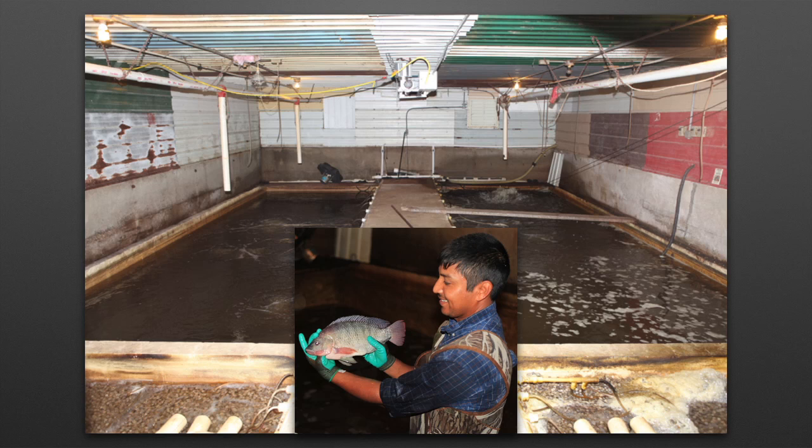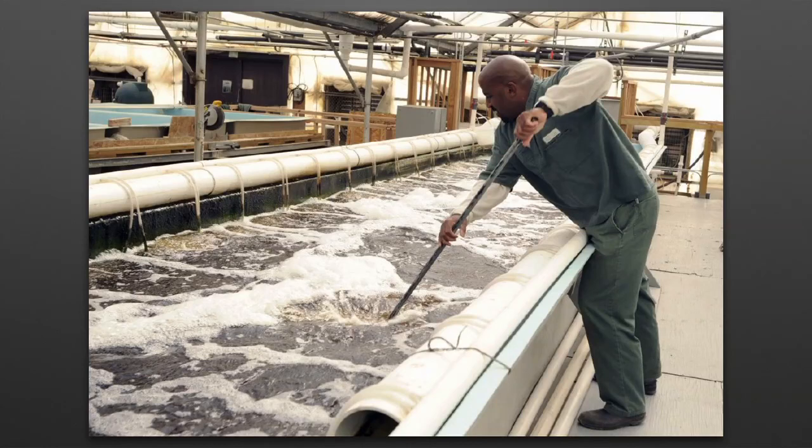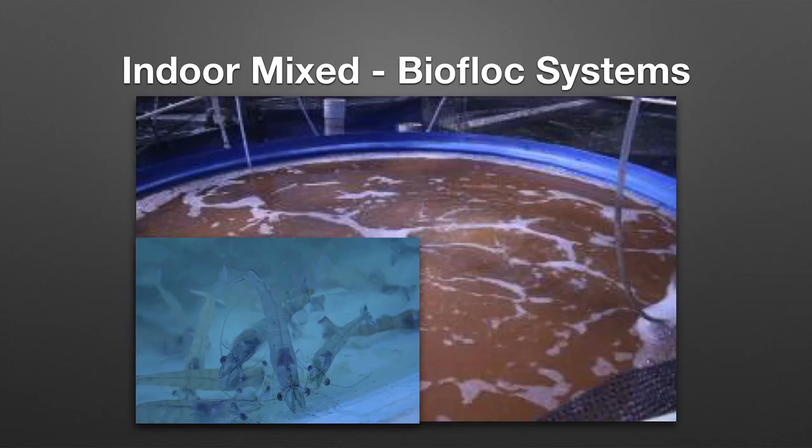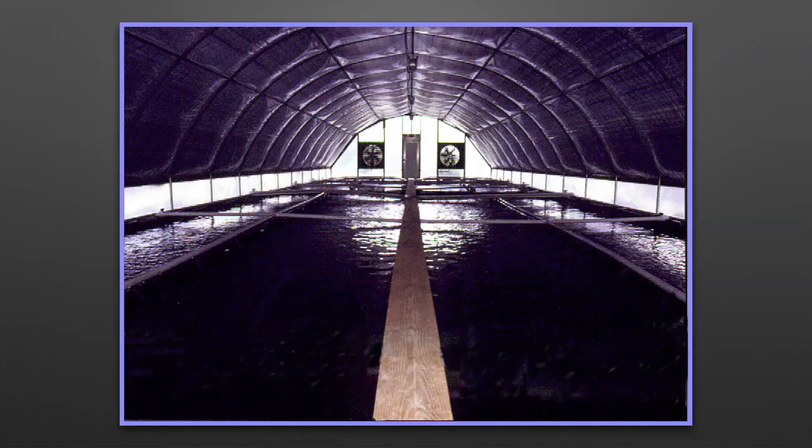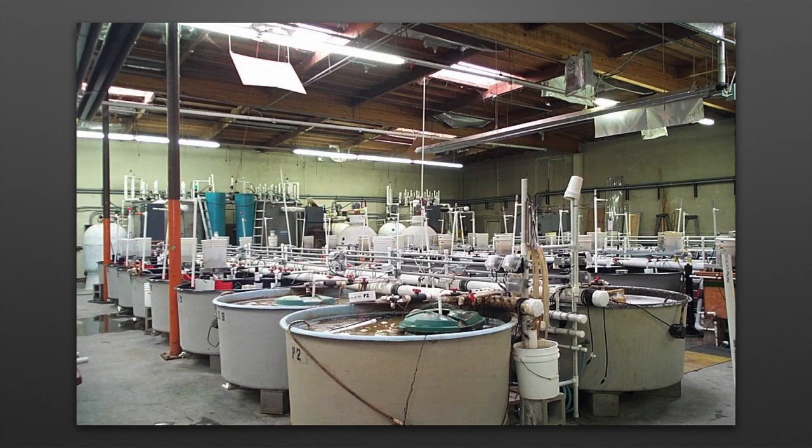Here's an example of a eutrophic system. You can see the brown water. This is actually a converted hog barn that was used for tilapia production. Another example, tilapia. This is an indoor mixed biofloc system. This is marine shrimp that were raised in these biofloc systems, which are also considered eutrophic systems. Another example of biofloc, and this is actually biofloc research, but you can see the brown water.